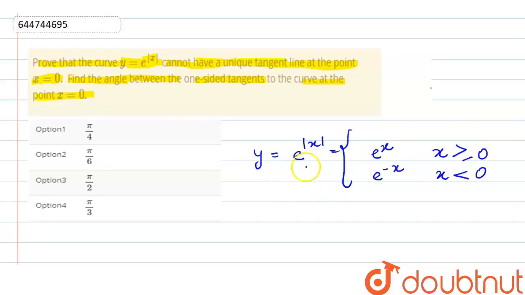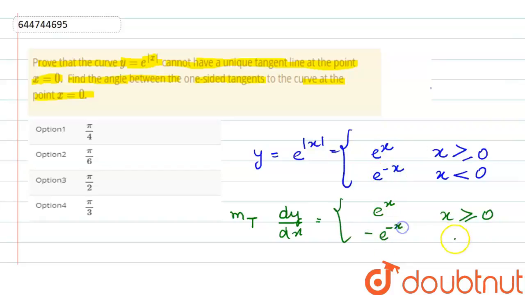Now to find the slope of this curve, we will differentiate it. So the slope of the tangent, dy by dx, will be the differentiation of e raised to the power x, which is e raised to the power x where x is greater than or equal to 0, and the differentiation of e raised to the power minus x is minus e raised to the power minus x where x is less than 0.